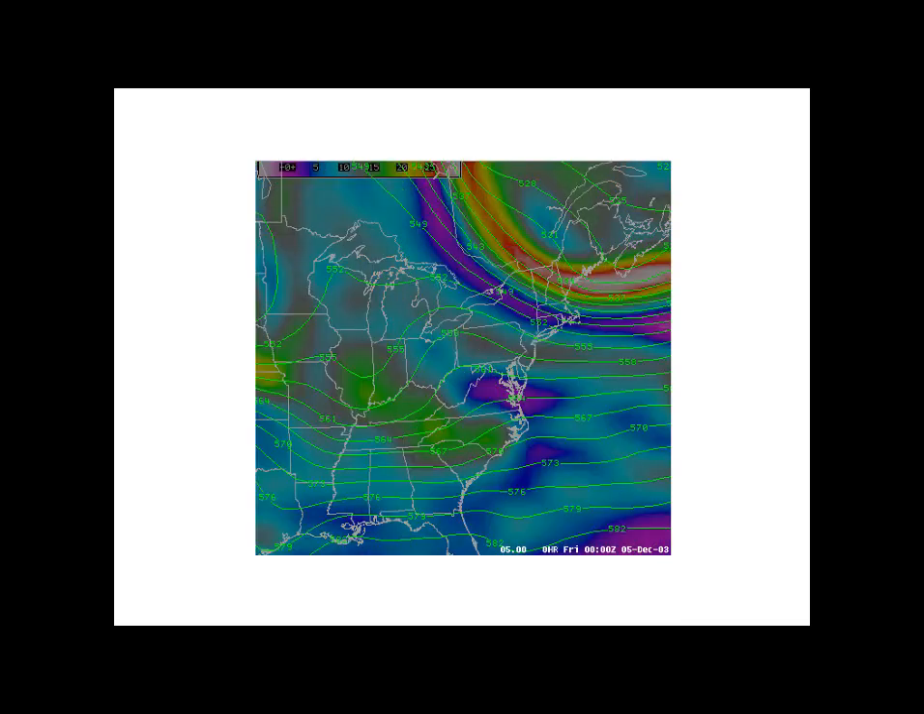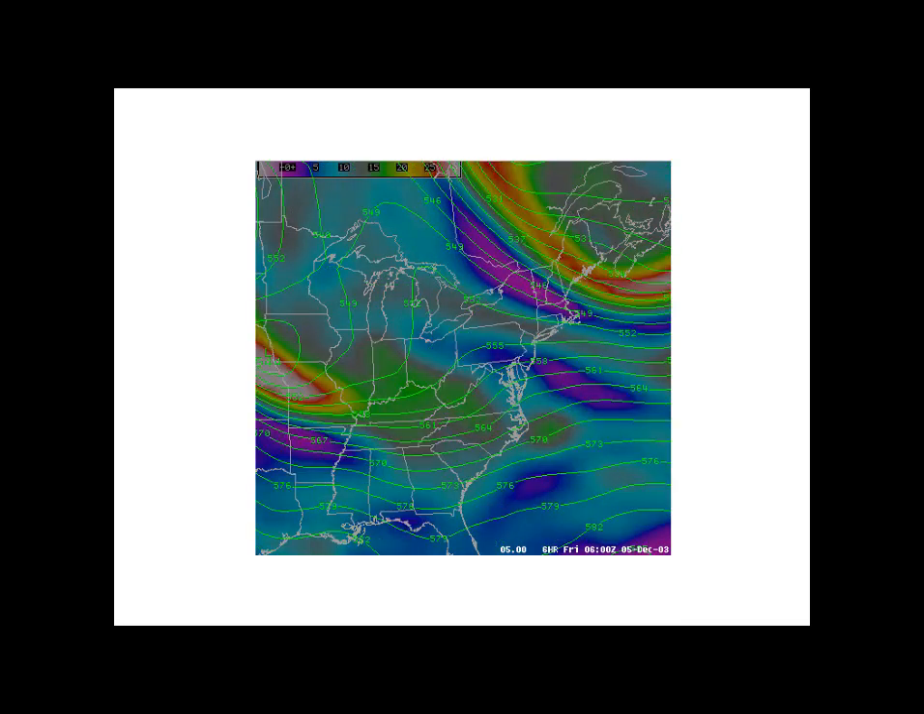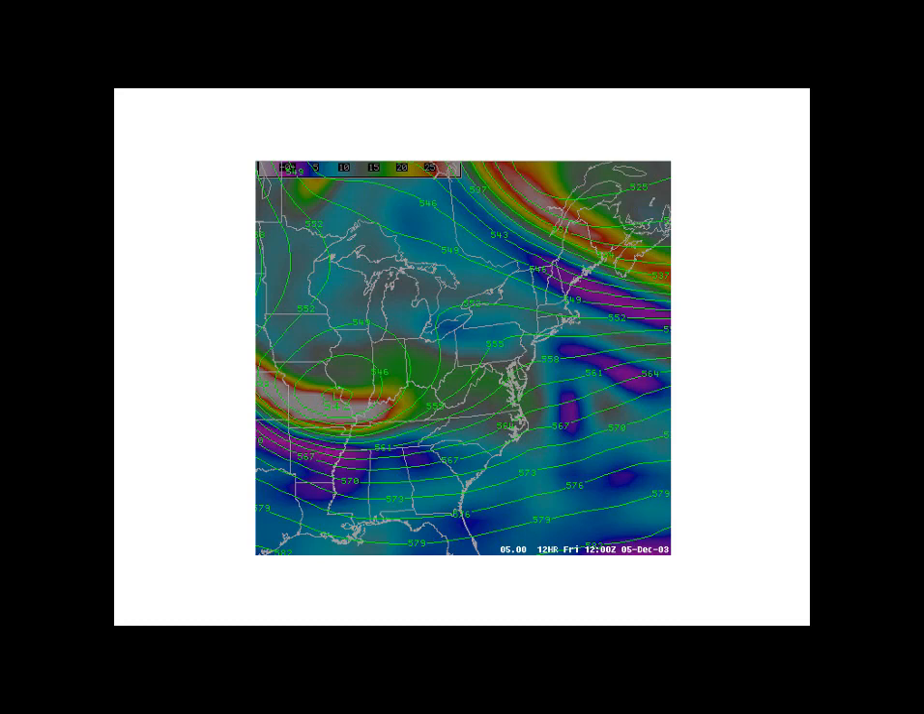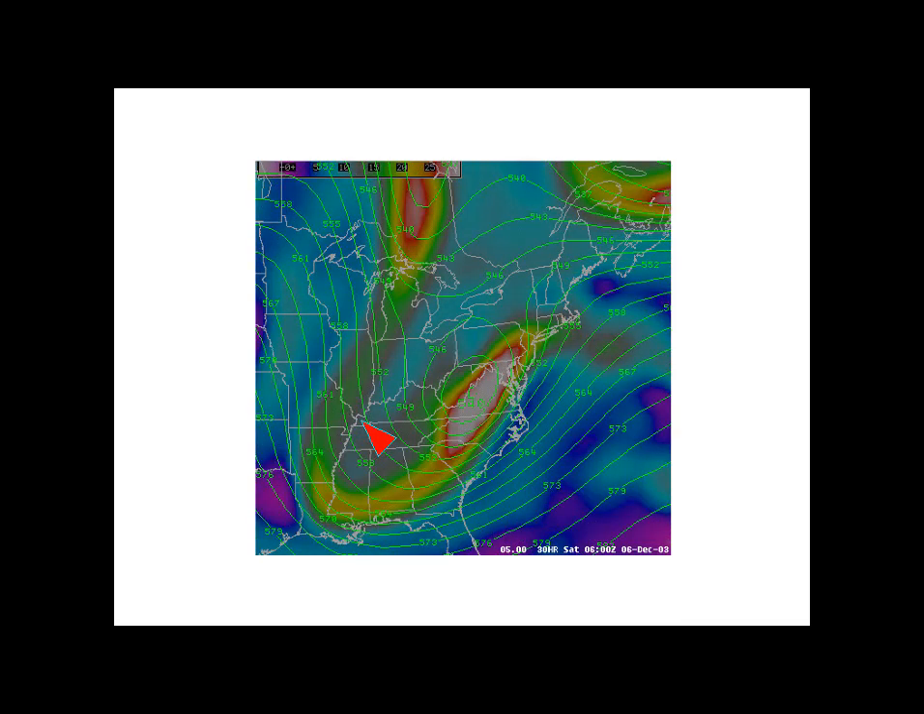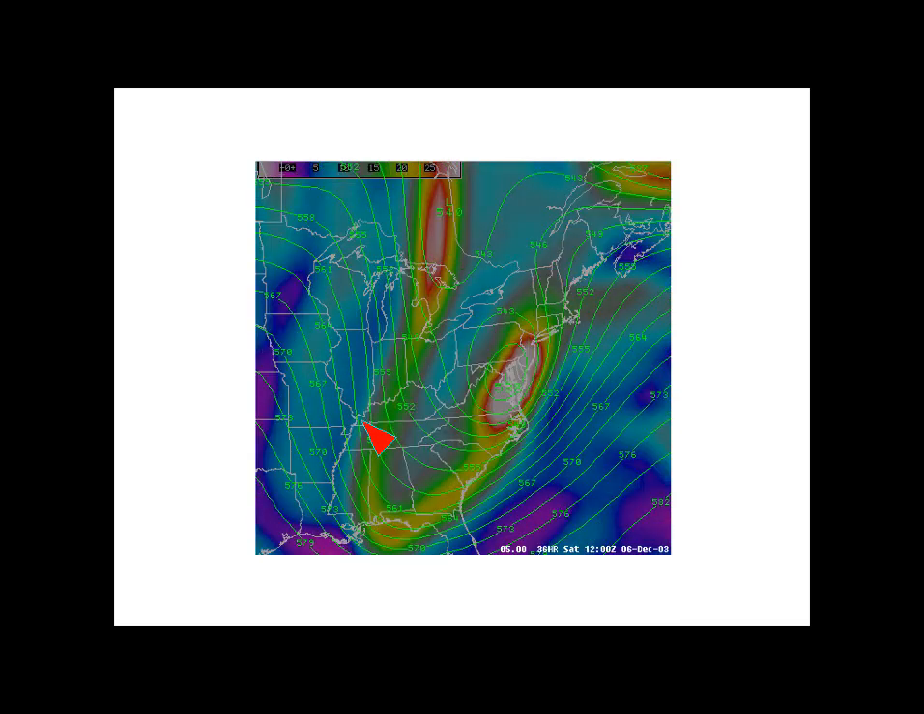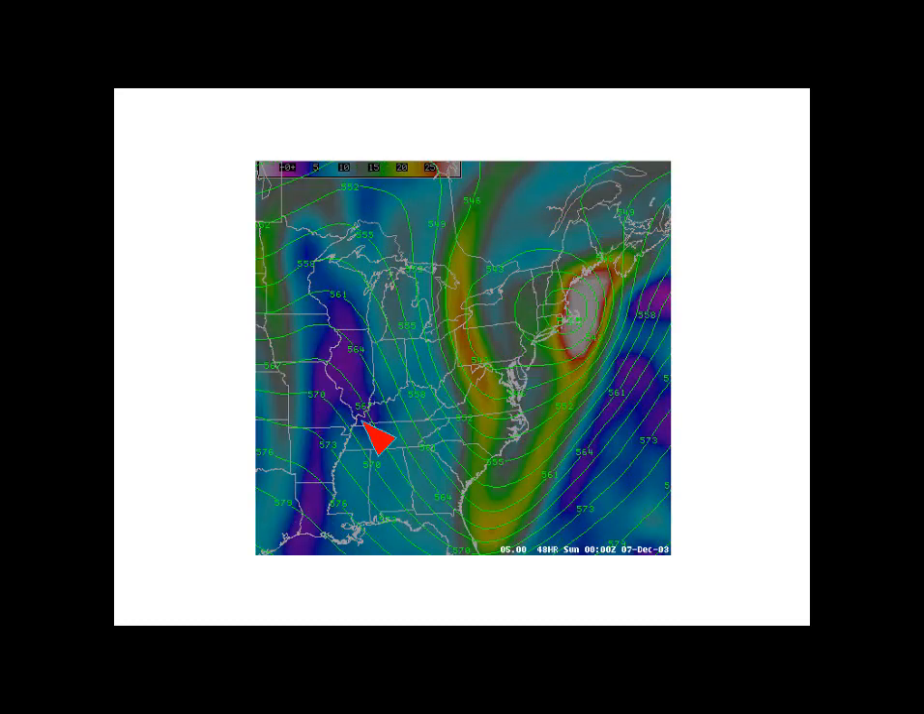Now let's go to 500 millibars, where we're looking at the vorticity shaded and the heights in green. And again, I'll go forward in time, and you can see that shortwave coming across Missouri into Kentucky and Tennessee, helping to develop a very significant trough across the eastern U.S. So again, the models indicate a very significant system here.